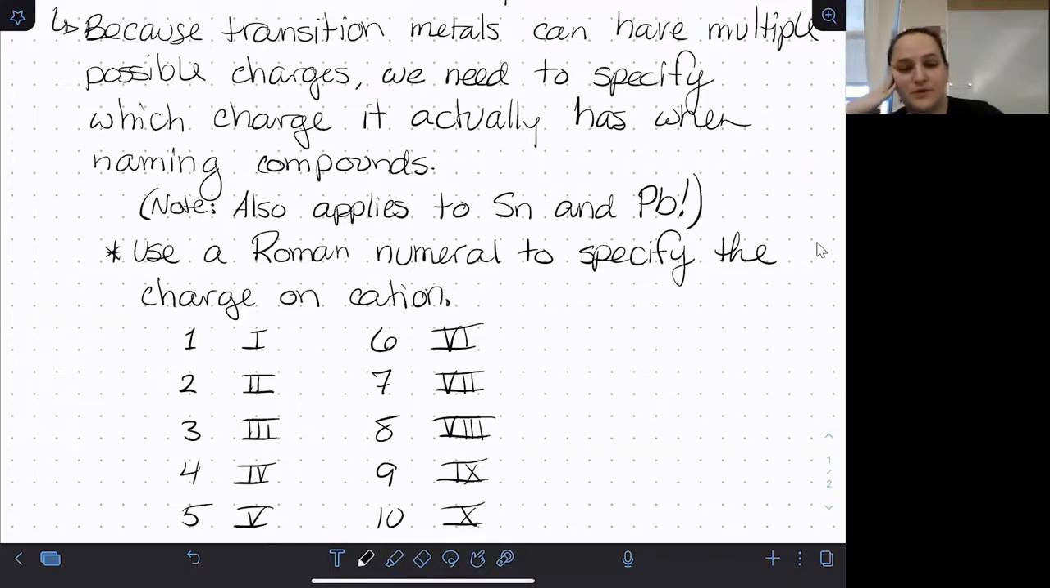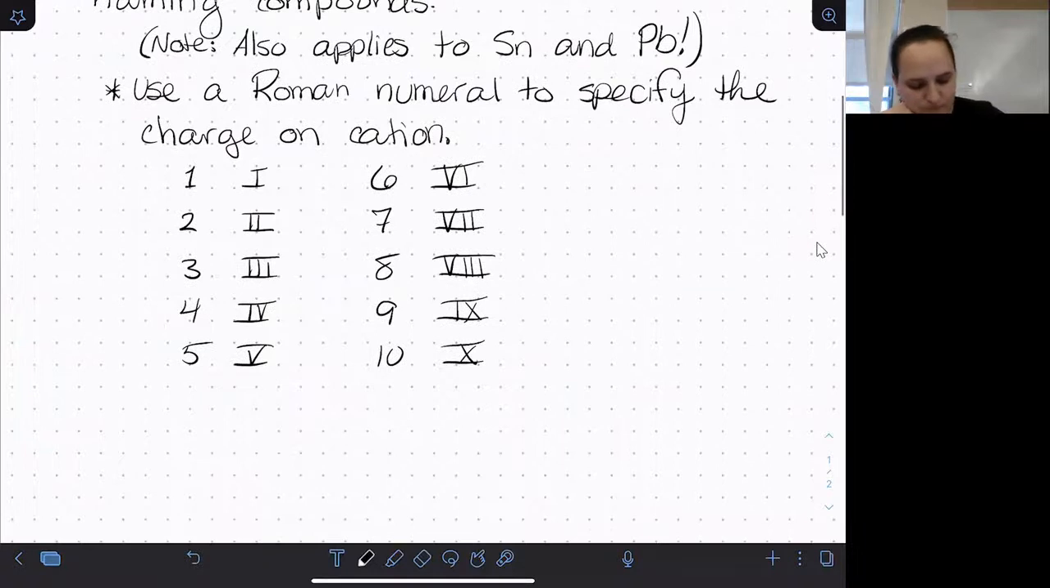So we use the Roman numeral to specify the charge on the cation. Note that this will never happen with anions, so we don't need to worry about what do we do if there's an uncertain charge on an anion. It just so happens that all things that form negative ions only have one option. So this only applies to our positive ions.